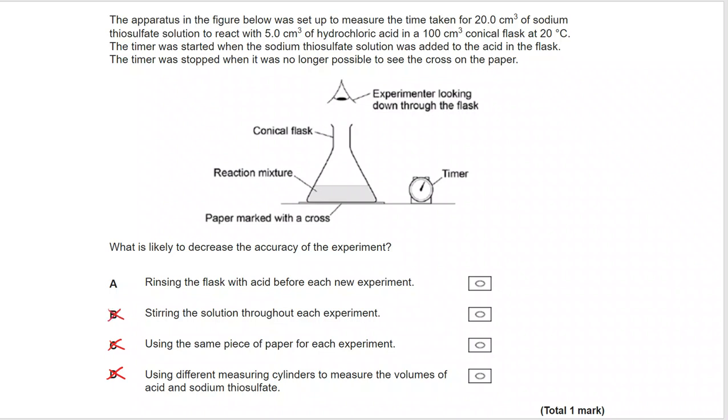If we then look at stirring the solution throughout each experiment, well, that wouldn't decrease it. It would be better if you were stirring equally right the way through, but it wouldn't make it any less accurate.